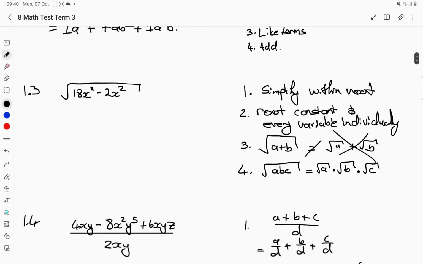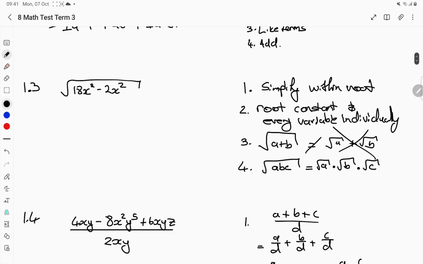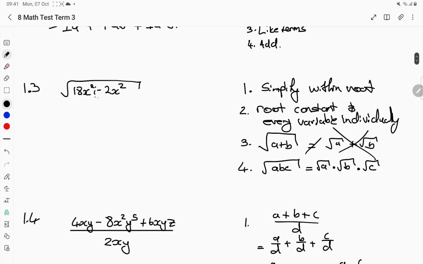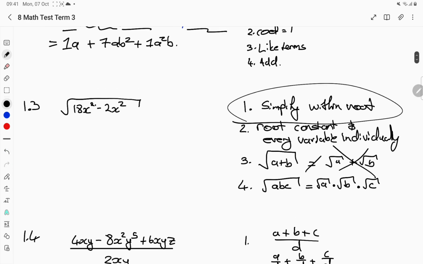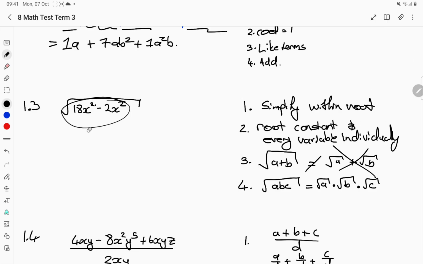Okay, so 1.3. We have the square root of these two terms inside here. We have 18x squared minus 2x squared. So the first thing we have to do is simplify within the root. We have to look at this part as its own thing and then see if we can simplify it. We then root the constant, that is the number, and every variable individually within that square root.